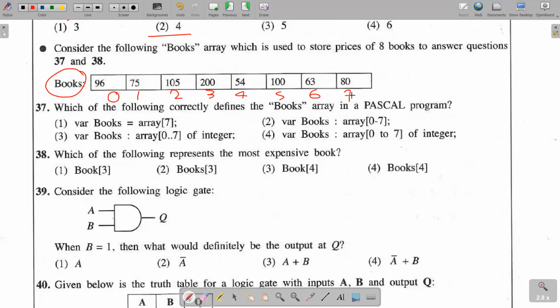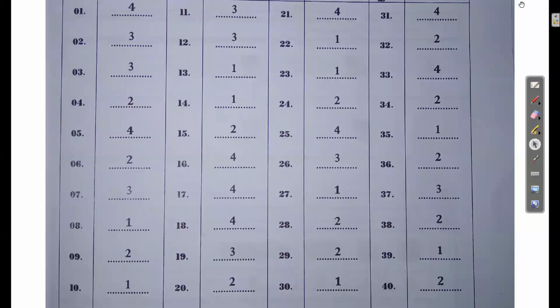The index range must be given. Here they use an equal sign, so it is wrong. A colon must be there. Then the index range is given like 0 double dot 7, which indicates 0 to 7. So writing it with a word like 0 to 7 is wrong. Then after that, you should give the data type. So the correct answer is the 37th, the third one.